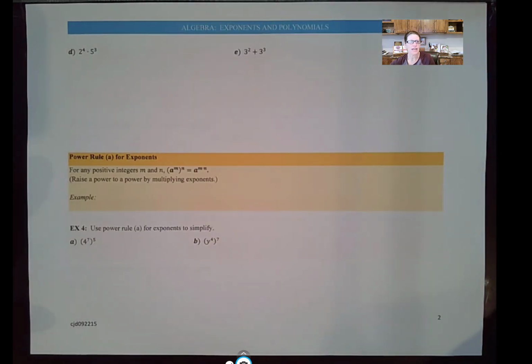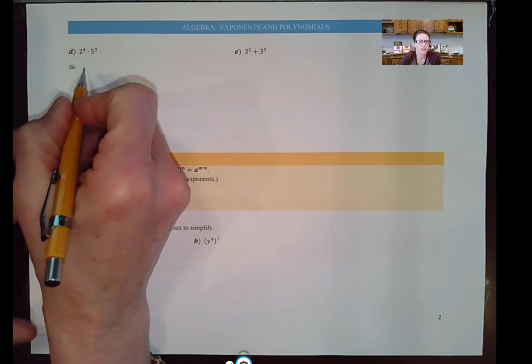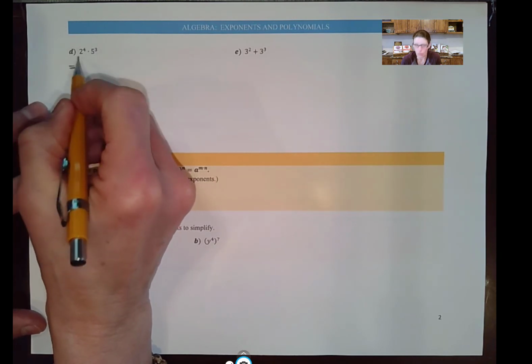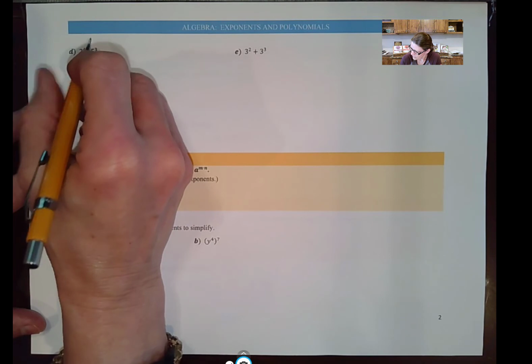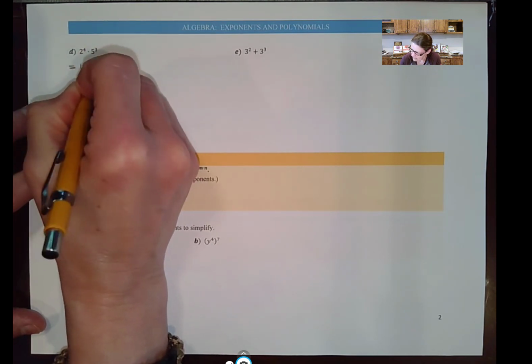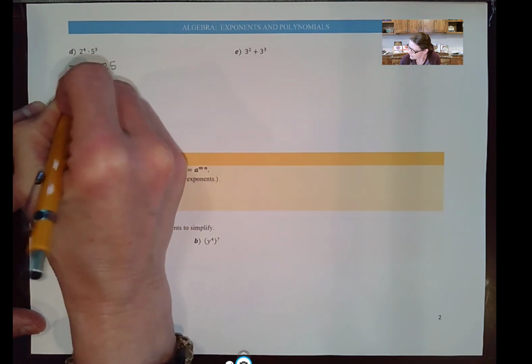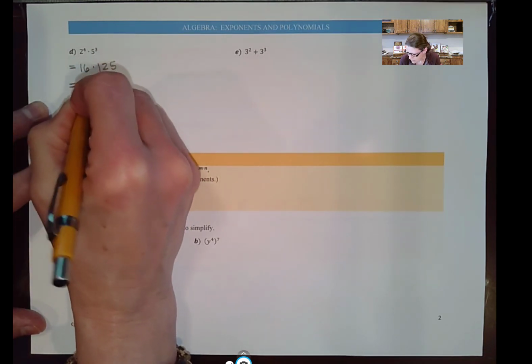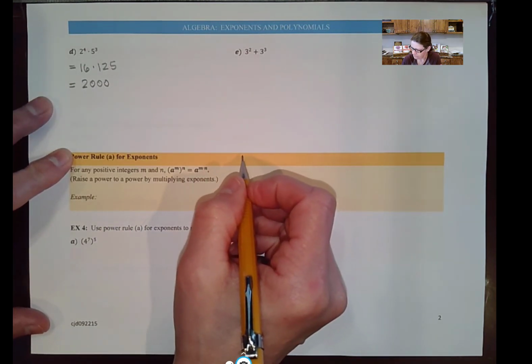As we turn the page and look at part D, notice that in part D, those bases are different, aren't they? So our product rule does not apply here. Okay, but we can still evaluate this by evaluating each exponential involved. Okay, 2 to the 4th is 16, and 5 to the 3rd is 125, and 16 times 125 is 2,000. And again, you can use your basic calculator there if you'd like.